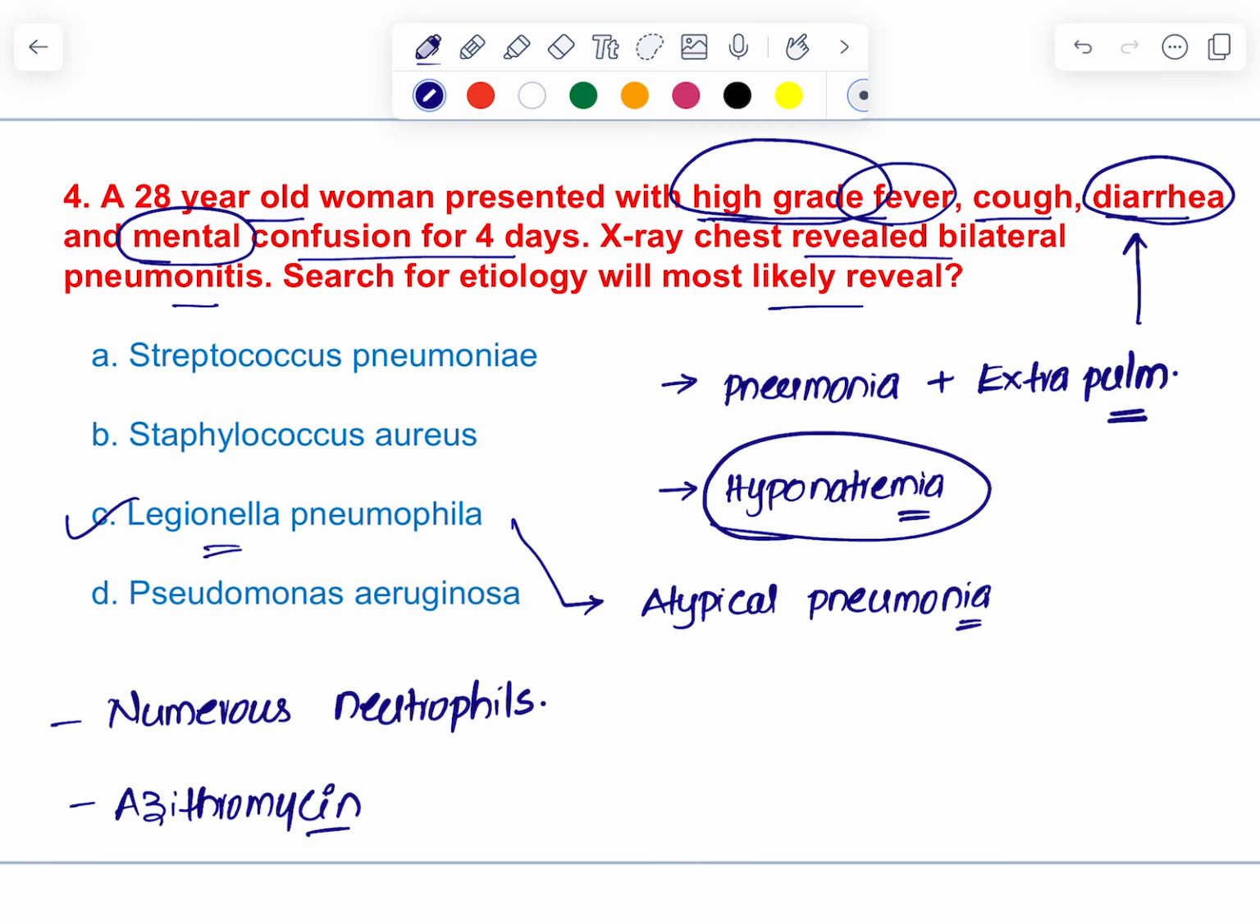The clue is there is failure to respond to the beta-lactam group of antibiotics. Legionella does not respond to beta-lactam antibiotics. Okay. And next important question. So this was about Legionella. Next.